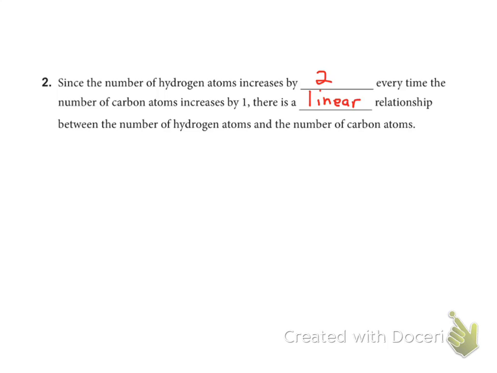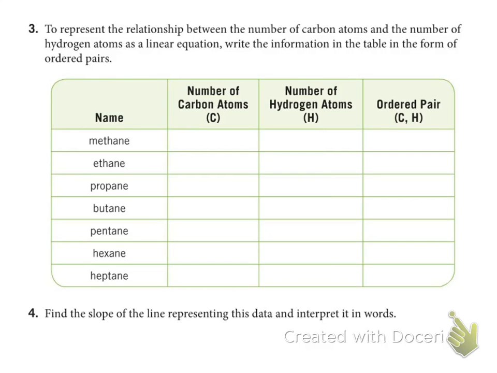Number 3. To represent the relationship between the number of carbon atoms and the number of hydrogen atoms as a linear equation, write the information in the table in the form of ordered pairs. So methane, how many carbon atoms were in methane? 1. And how many hydrogen atoms? 4. Okay, so we can write that as an ordered pair. We want C first, which is 1, and then the H, which is 4. Okay, so go ahead, fill in the rest of that table.